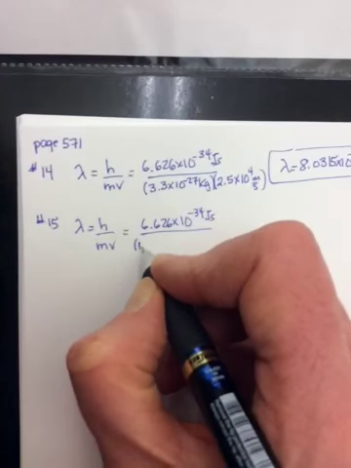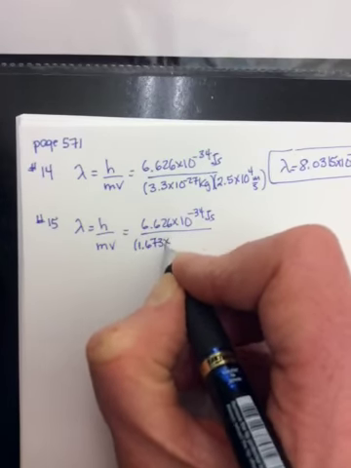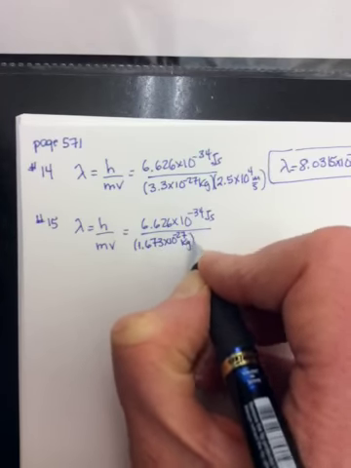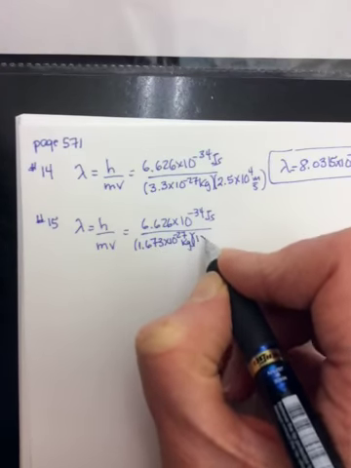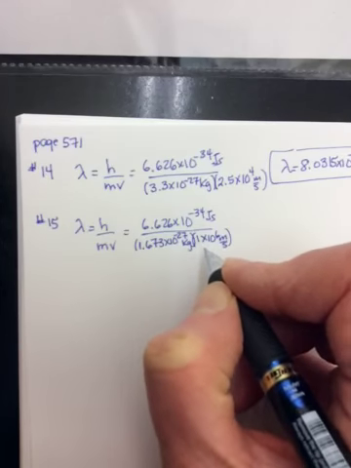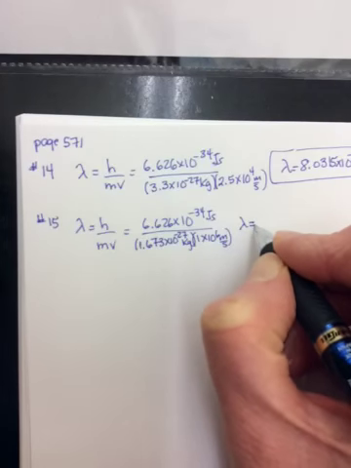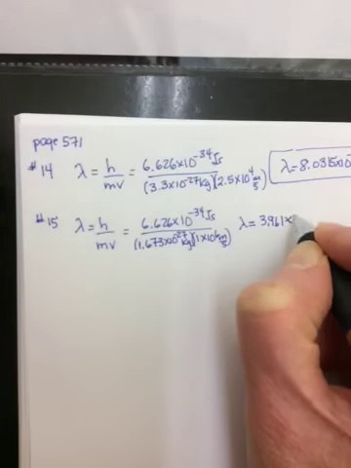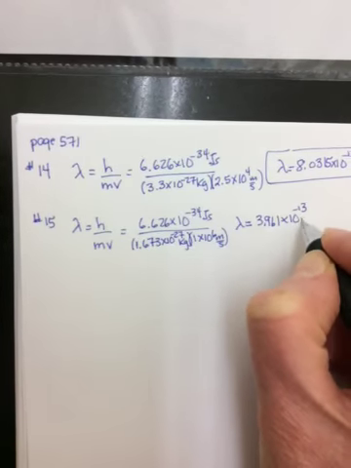We know the mass of the proton is really 1.673 times 10 to the negative 27. If you didn't use the 3, don't stress, our numbers will be almost the same. But since I always tell you it's 3, I'm going to use 3. Times 10 to the 6 is the speed. When you do the math, you should get a wavelength of 3.961 times 10 to the negative 31 meters.